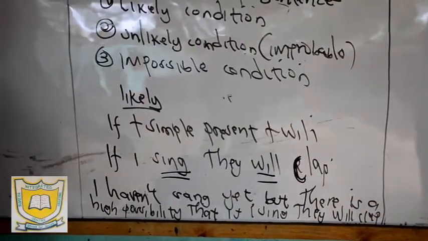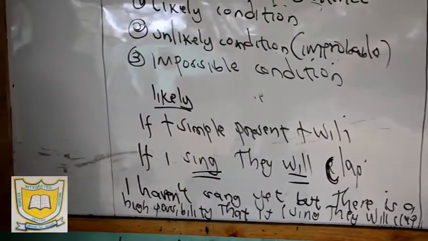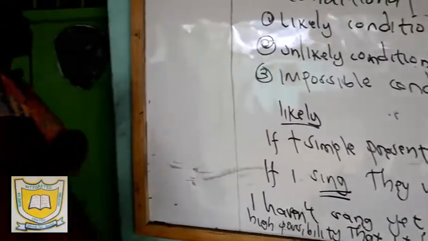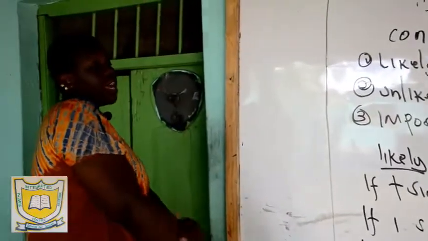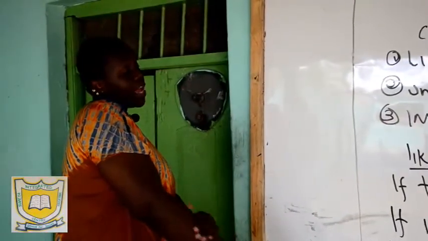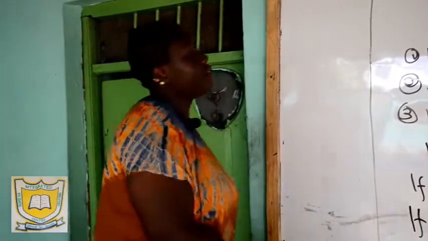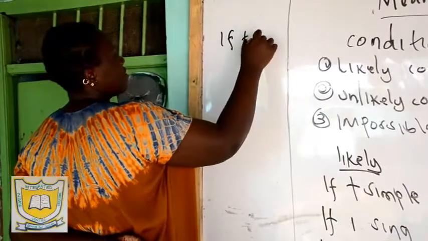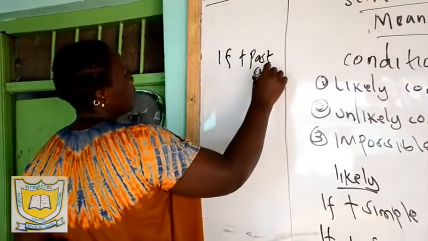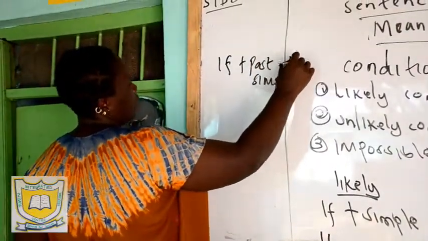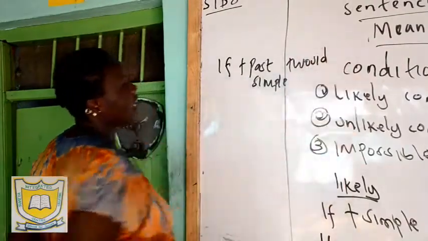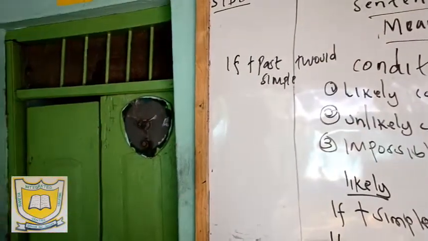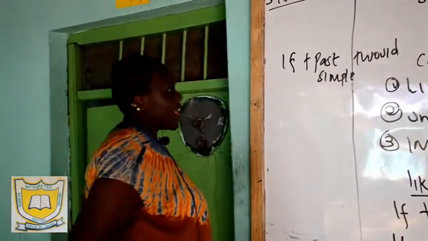The likely condition. And then we have number 2, the unlikely condition. How do we form the unlikely condition? The unlikely condition is formed by if plus a past simple plus would. It is also called the improbable condition.